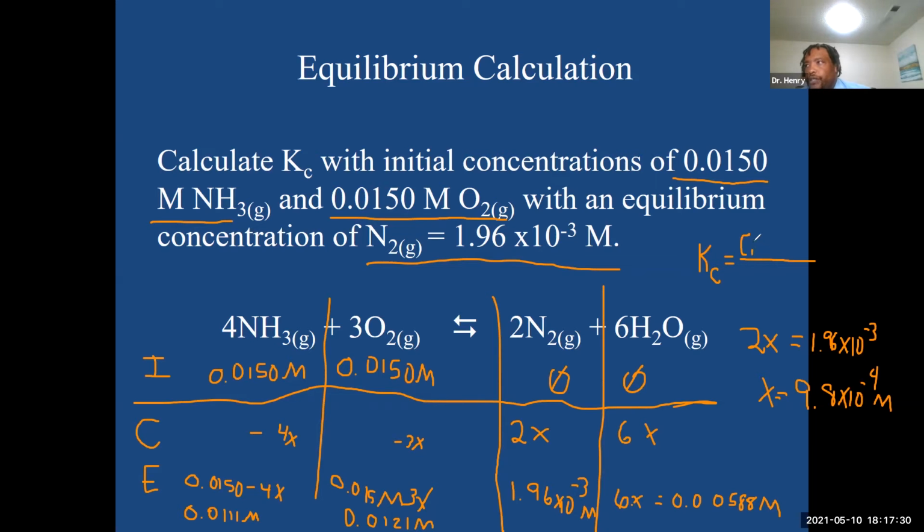It's going to be the products over the reactants. So it's going to be the concentration of N2 squared, concentration of water to the 6th power, over the concentration of ammonia to the 4th power, concentration of oxygen gas cubed. Okay.